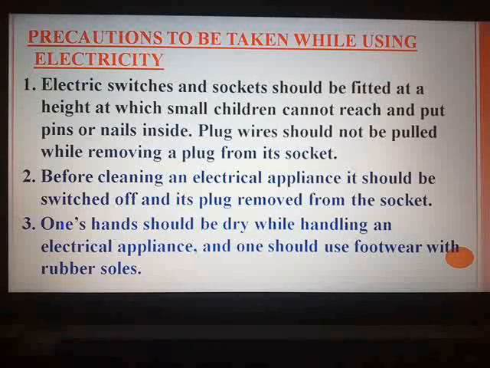Now we start with the discussion of the textual exercise. So keep your textbooks open, page number 44. Question number 1.